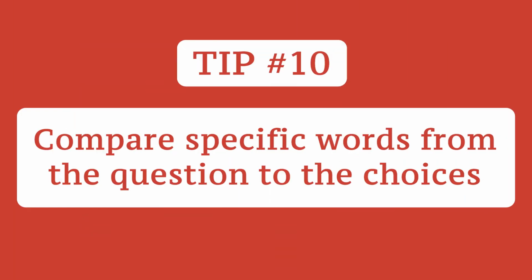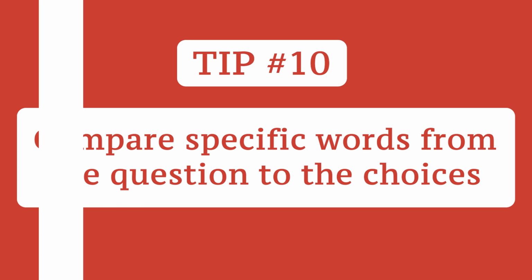And last but not least, you made it this far. Tip number 10. Compare specific words from the question to the choices. Look for the same or similar words from the question in the answers. The option that has the specific word is most likely going to be the correct answer. Take a look at this example.